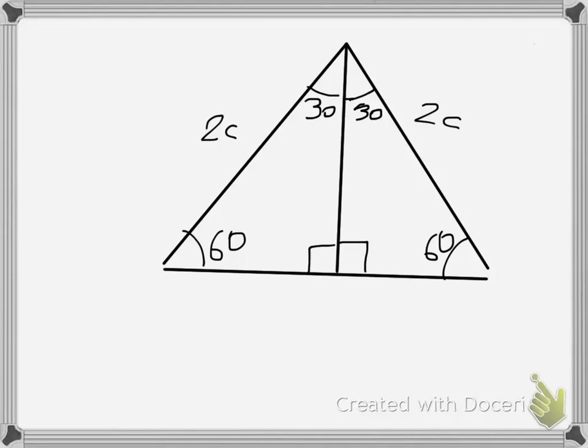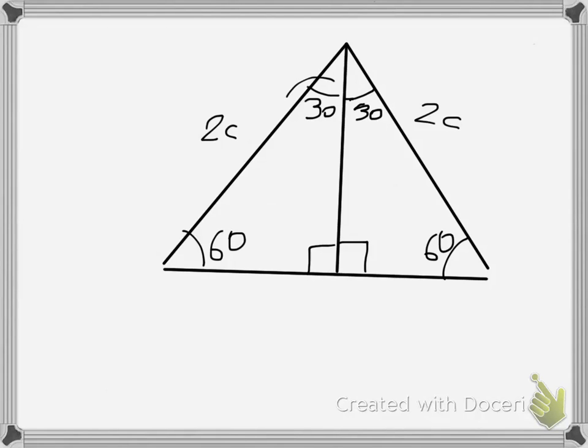Hi, so today we're going to find the sine, cosine, and tangent of 30 degrees and 60 degrees. To do that, I've set up an equilateral triangle, and then I've split it in half. And remember, in an equilateral triangle, all the angles are 60 degrees.